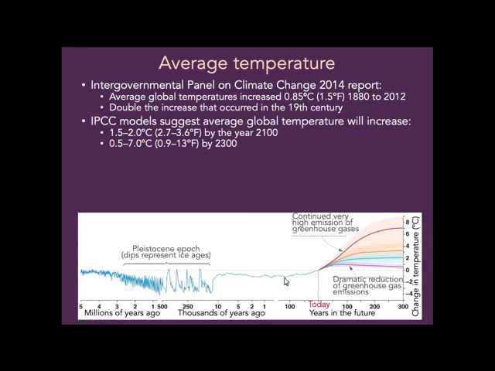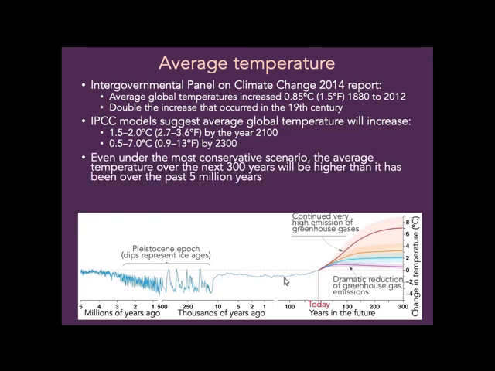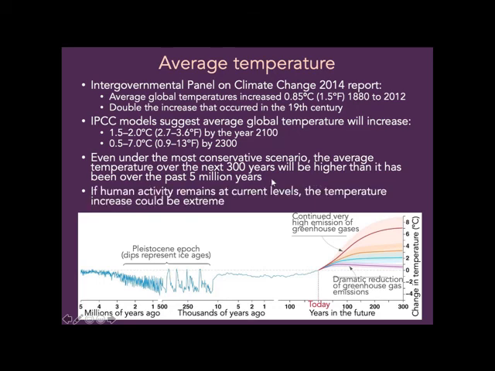All right, so the models suggest that the global temperature will increase between 1.5 and 2 degrees Celsius by the year 2100, and between 0.5 and 7 degrees Celsius by 2300, right? So we have quite a wide range here. And so even under the most conservative scenario, the average temperature over the next 300 years is going to be higher than it has ever been over the past 5 million years. And if we don't do something to reduce the amount of carbon dioxide we're producing, it could be extremely severe.